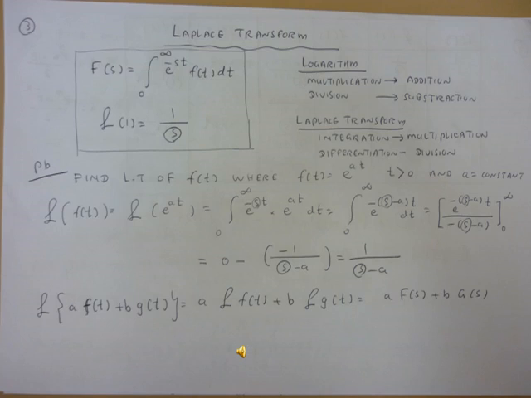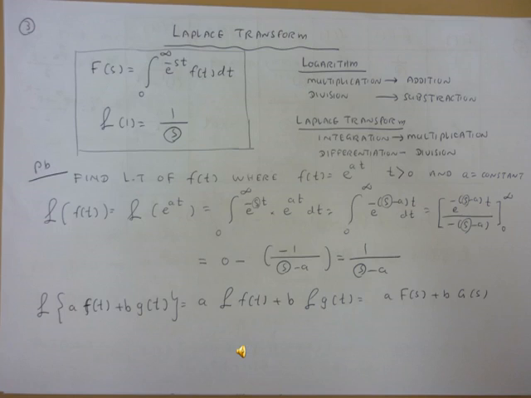So we write down the equation. Laplace transform of f(t) is equal to the Laplace transform of e^(at). So that is the integration from 0 to infinity of e^(-st) multiplied by e^(at) dt, which becomes the integration from 0 to infinity of e^(-(s-a)t) dt. So we get e^(-(s-a)t) divided by -(s-a), with lower limit 0 and upper limit infinity.